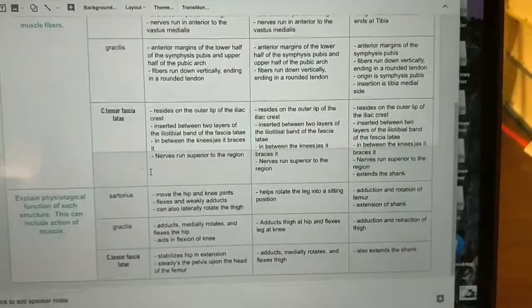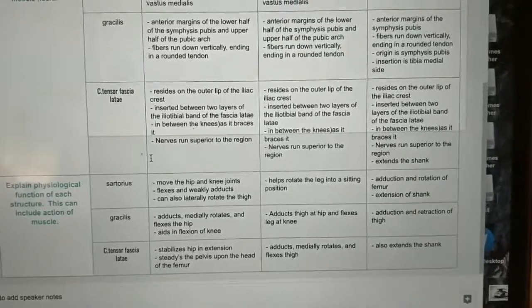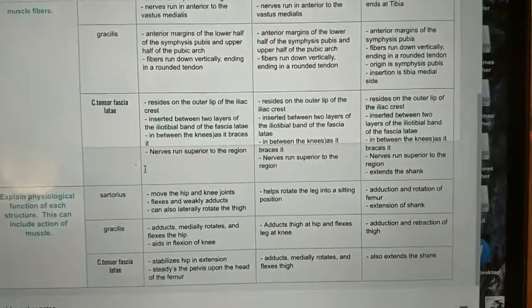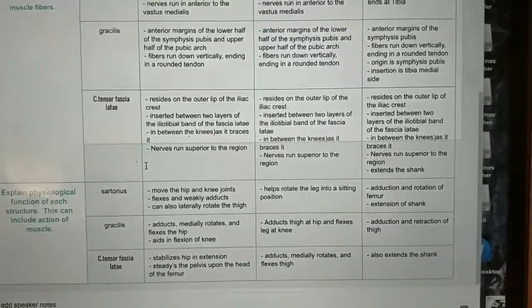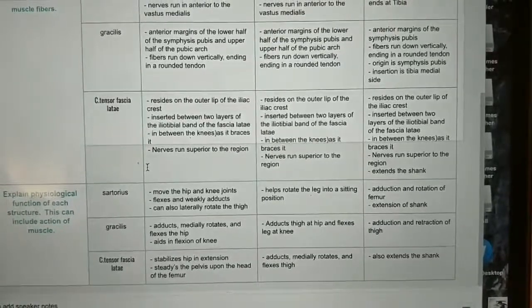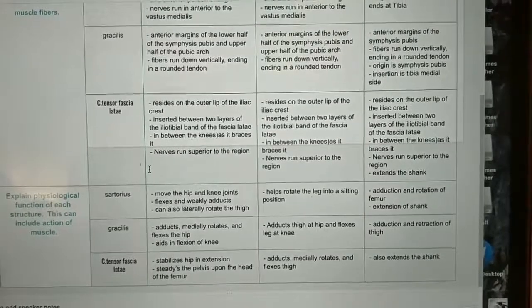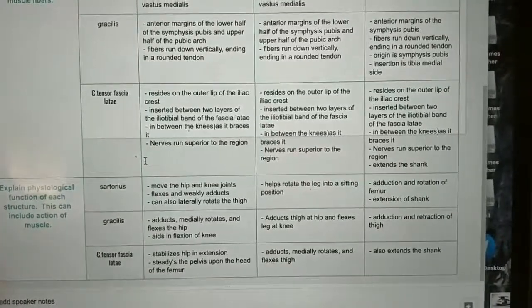First, for the physiological function of the sartorius, gracilis, and tensor fasciae latae: the sartorius for the mink helps rotate the leg into a sitting position, and for the pig it helps adduction and rotation of the femur. For the gracilis, it adducts the thigh at the hip and flexes the leg at the knee, and for the pig, it helps adduction and retraction of the thigh. Lastly, the tensor fasciae latae helps rotate and flex the thigh, and for the pig, it also extends the shank.